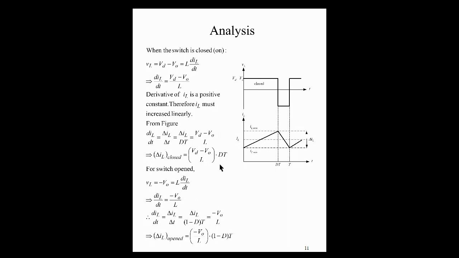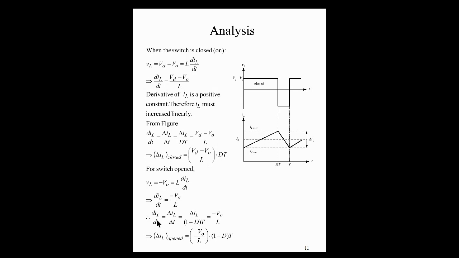We're now going to do the same thing when the switch is open. So remember that the voltage across the inductor is just minus V out, and of course that's equal to L di/dt, the changing current with respect to time. Just rearrange this expression, making di/dt the subject of the formula. That's just minus V out over L.